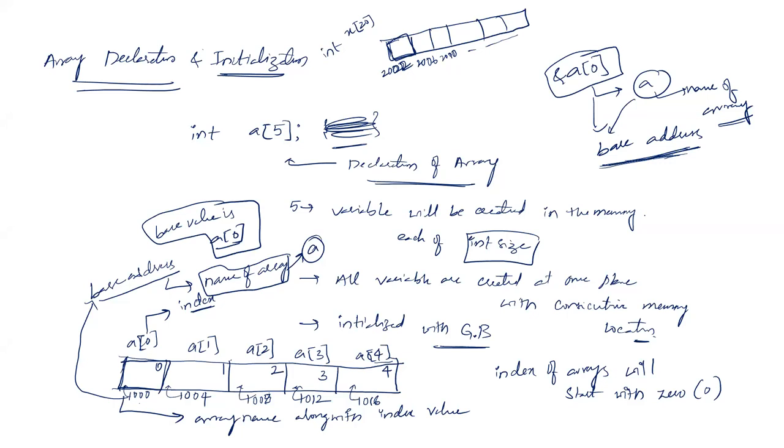Where the array memory location has started, using the first address, that is the base address. But where will this base address be stored?